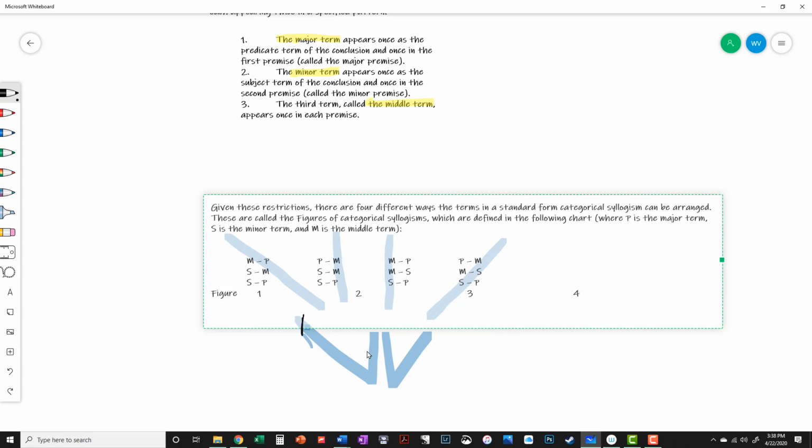In the first figure, the middle term slopes down to the right. In the second figure, they're vertically above each other. In the third figure, they're also vertically above each other. And in the fourth figure, they slope down to the left.